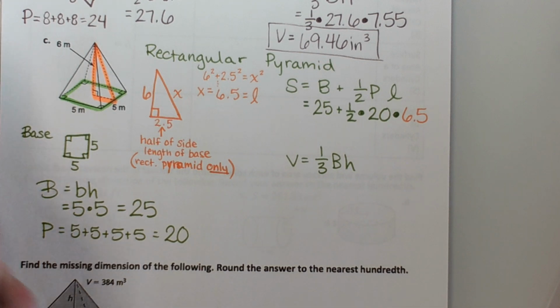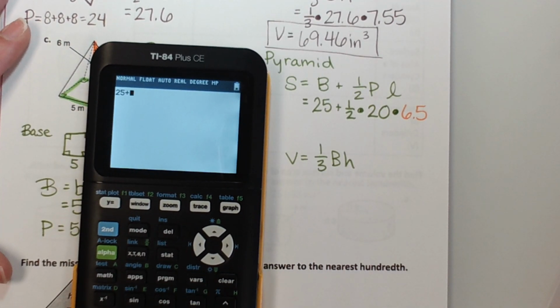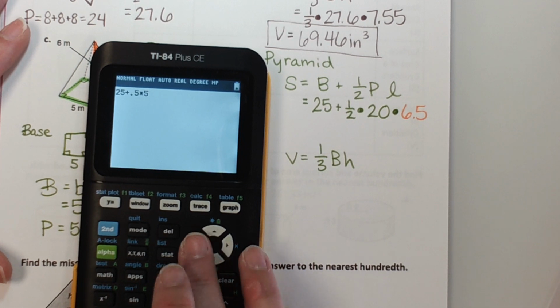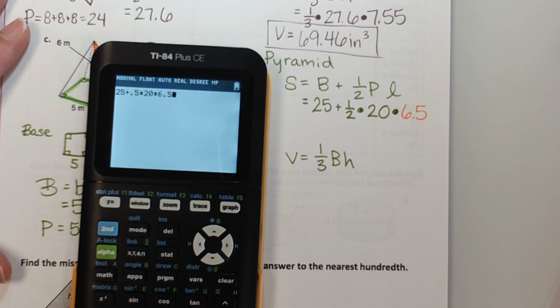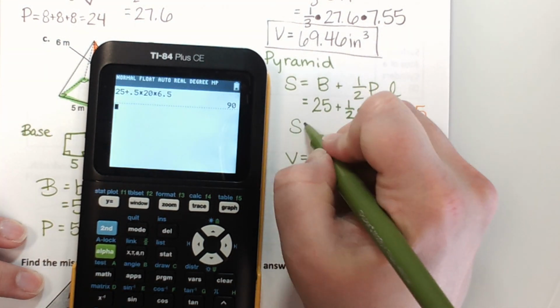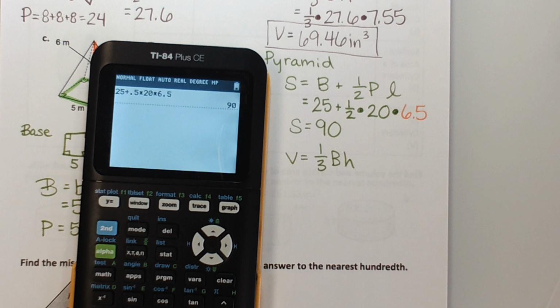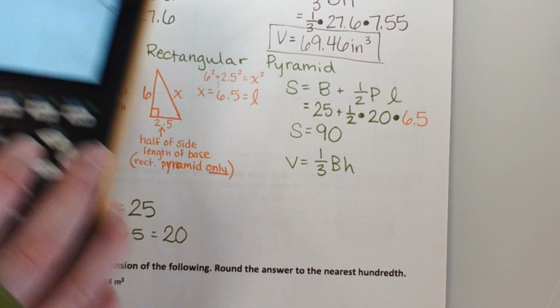So sometimes you do need to go through and calculate either a true height or a slant height using the right triangles that can appear. In this case, it gives me 90 as a surface area. 90 what? Meters squared.